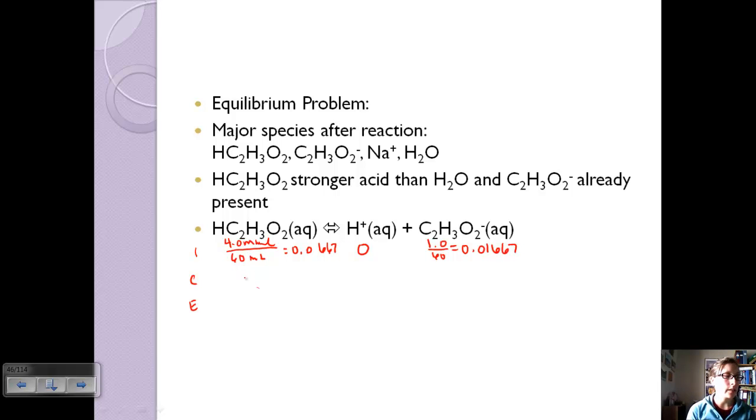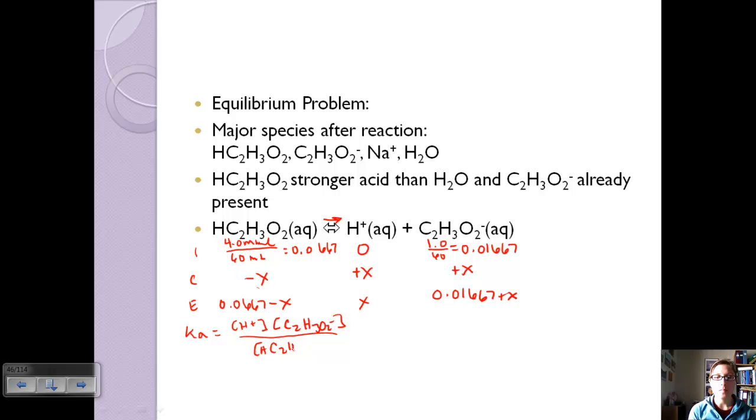Okay, so our change, we're going to subtract x, plus x, because there's my arrow. Okay, and then we end up with 0.0667 minus x, and 0.01667 plus x. We can put this into our Ka. We know Ka is equal to H+, our acetate ion, over our acid. And we can also make our approximations. And we know our Ka value is 1.8 times 10 to the negative 5th. And that's why it's a stronger acid than the water, because water's Ka is smaller than this.